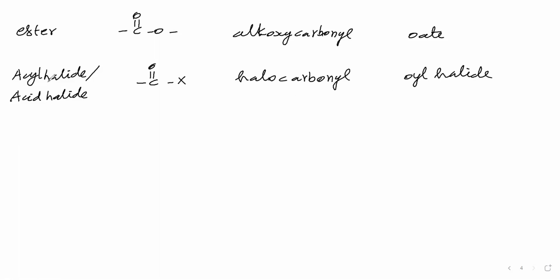Secondary suffix: this acyl halide or acid halide formula is COX. Prefix name is halocarbonyl. Halo means chloro, bromo, iodo, like this. Secondary suffix is oyl halide. Halide means chloride, bromide, iodide, like this we can say in place of halide. Next we will take amine. This primary amine is the NH2 group.